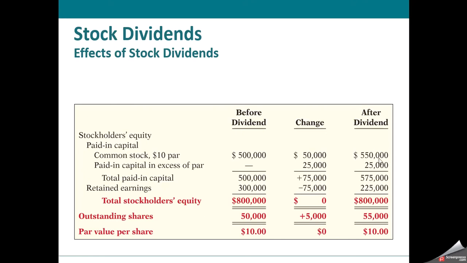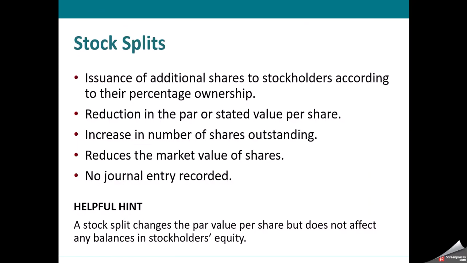So it's really just shifting between line items. Because now there's more shares outstanding, our common stock is going up. And then our retained earnings is going down because we're giving the dividends out to the shareholders, and the dividends paid decreases our retained earnings.